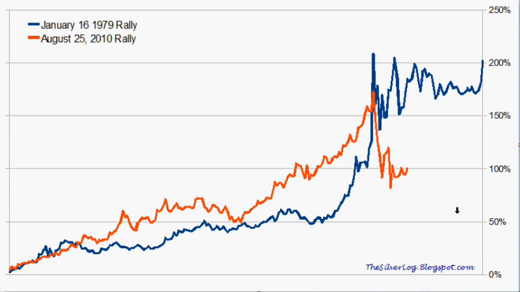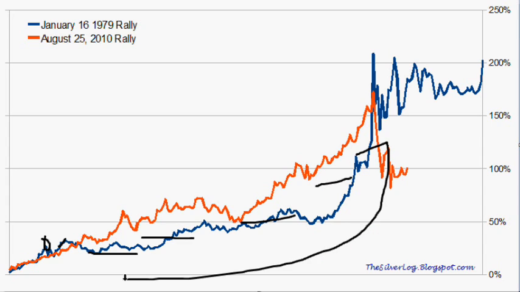As far as the comparison from the big rally of 1979 to the current one, it can still rhyme, and that's the whole point. History doesn't repeat itself. Oftentimes it rhymes. In fact, the comparison pretty much died here because it didn't go up when it was supposed to. Orange being the current one, then it went above it here, and we were well above it for quite some time, and now the reverse is true.